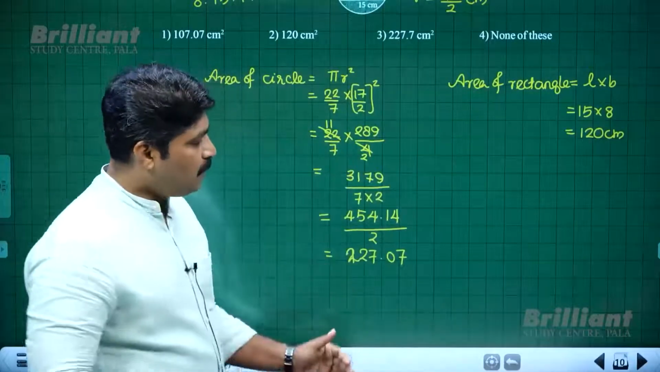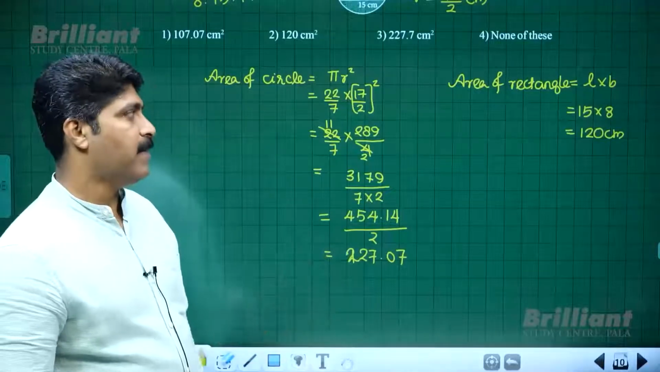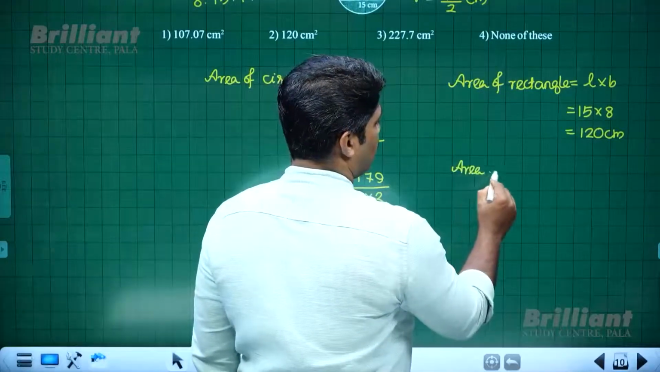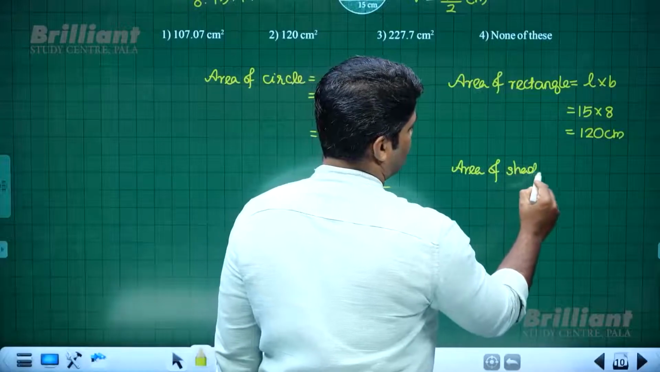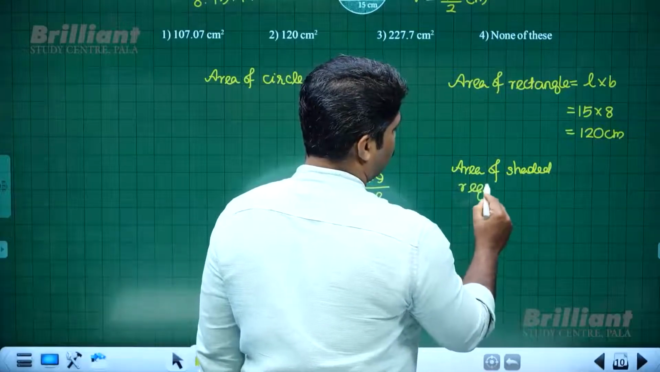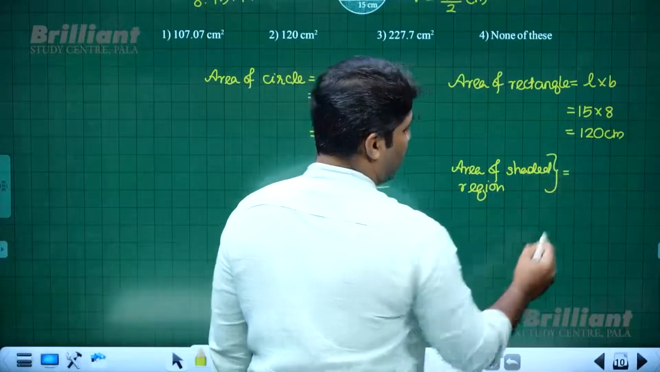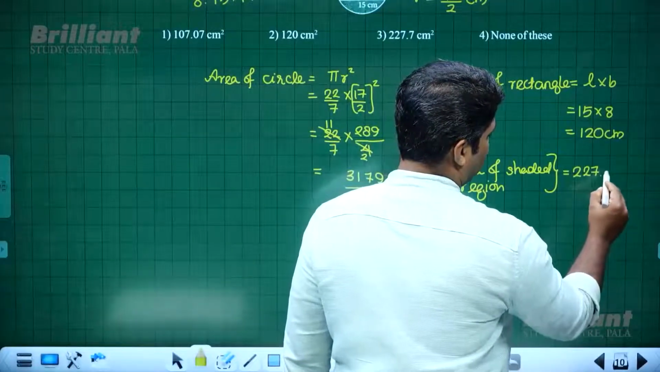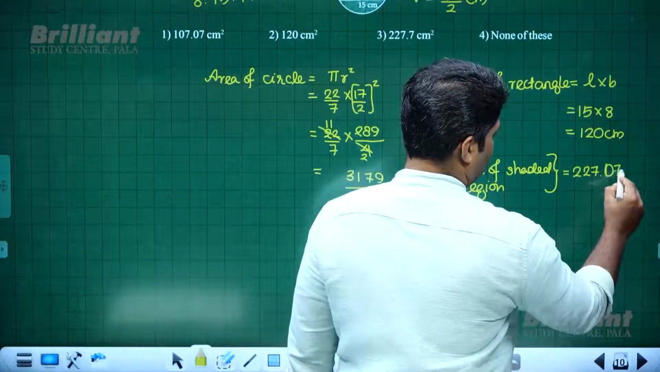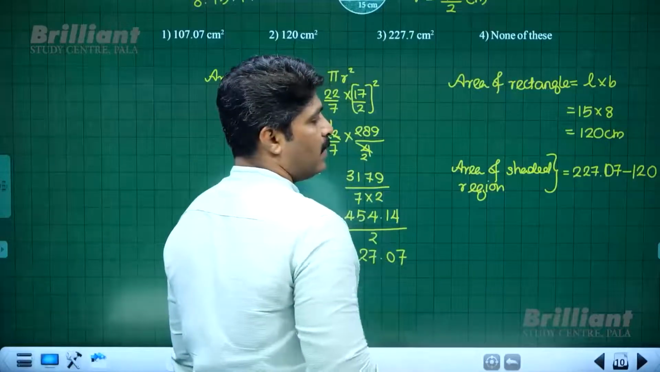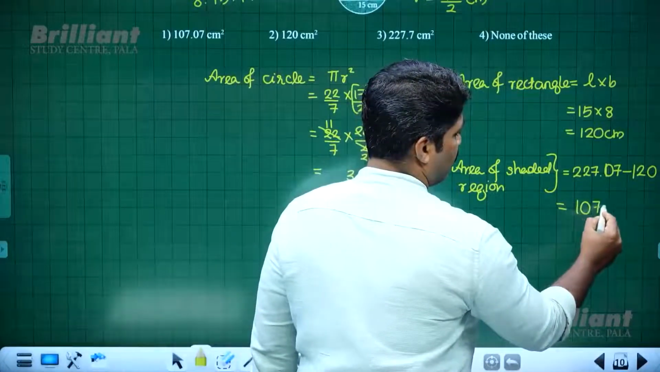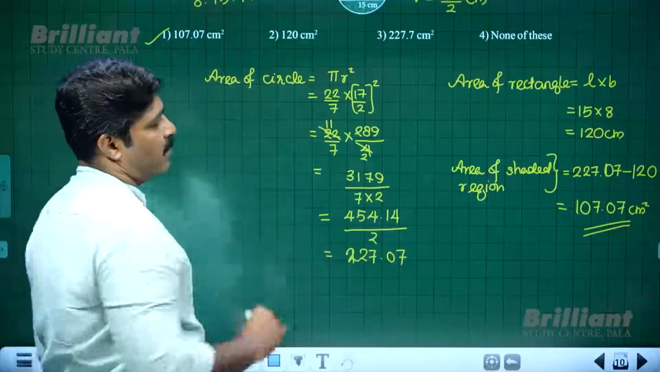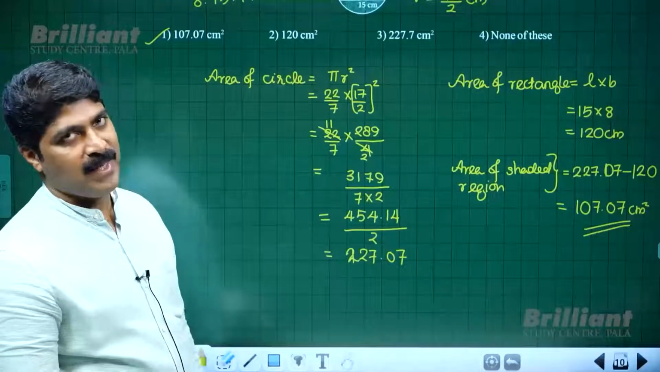So we got the area of the circle as 227.07 centimeter square and the area of rectangle as 120 centimeter square. Therefore, the area of shaded region. How to find the area of shaded region here? That is area of circle minus area of rectangle. Area of circle is 227.07 and area of rectangle is 120. Subtract it. So what you will get? This is 107.07 centimeter square. So which will be the answer here? Option 1, that is 107.07 centimeter square.